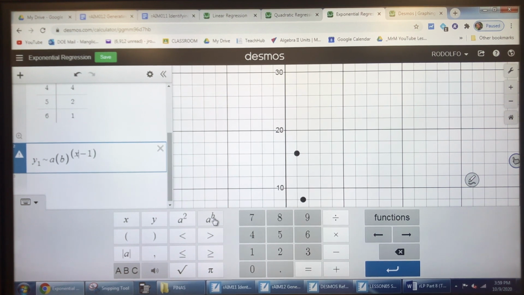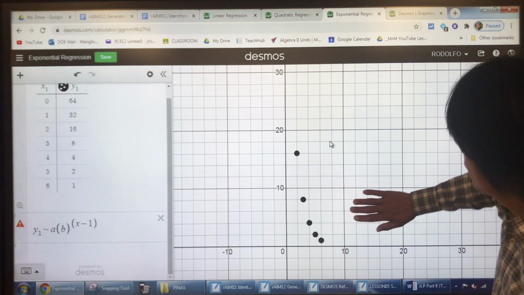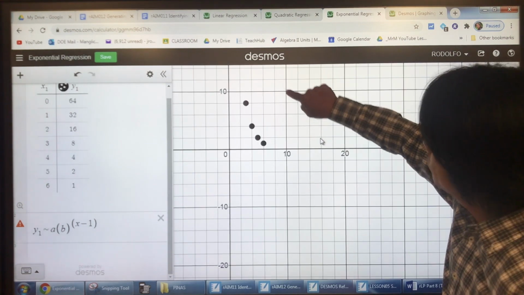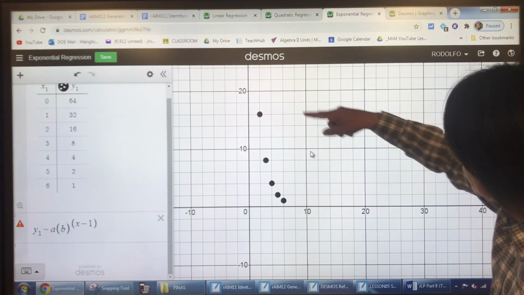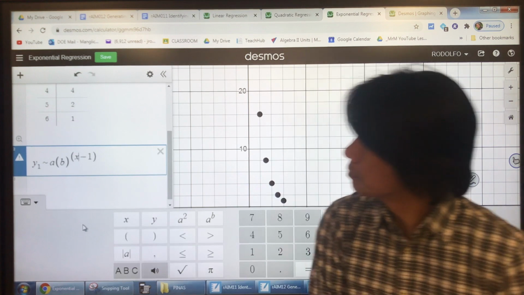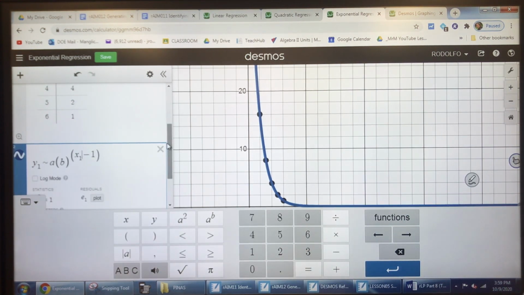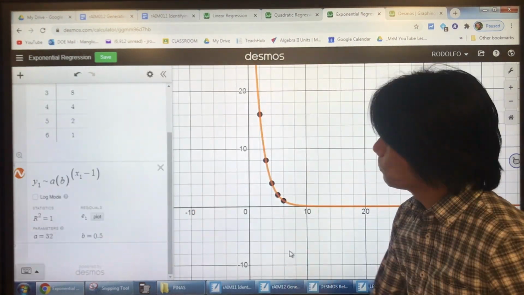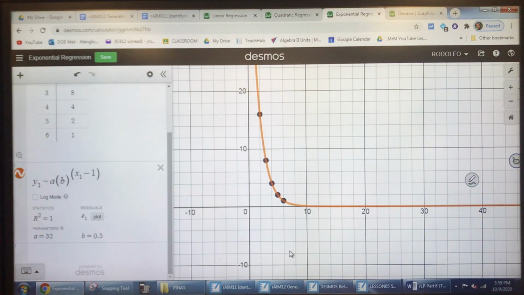What am I missing? Subscript. Without the subscript, take a look on this table, on the grid. You see the points. It's an exponential decay. All right, it's a decay. Now, what am I missing? The subscript 1. There you go. Now, what values do we need? a and b. a is 32, b is 0.5.